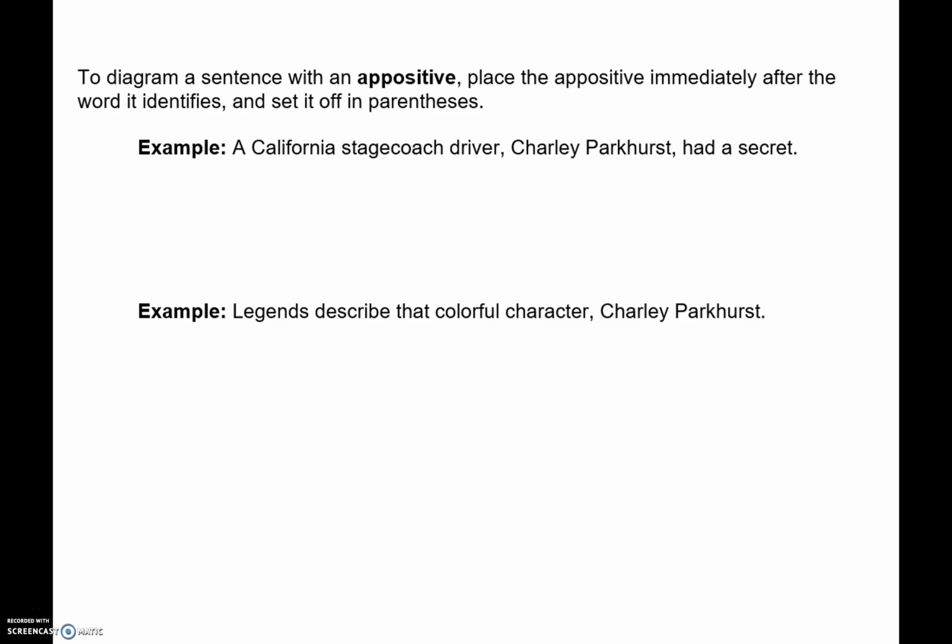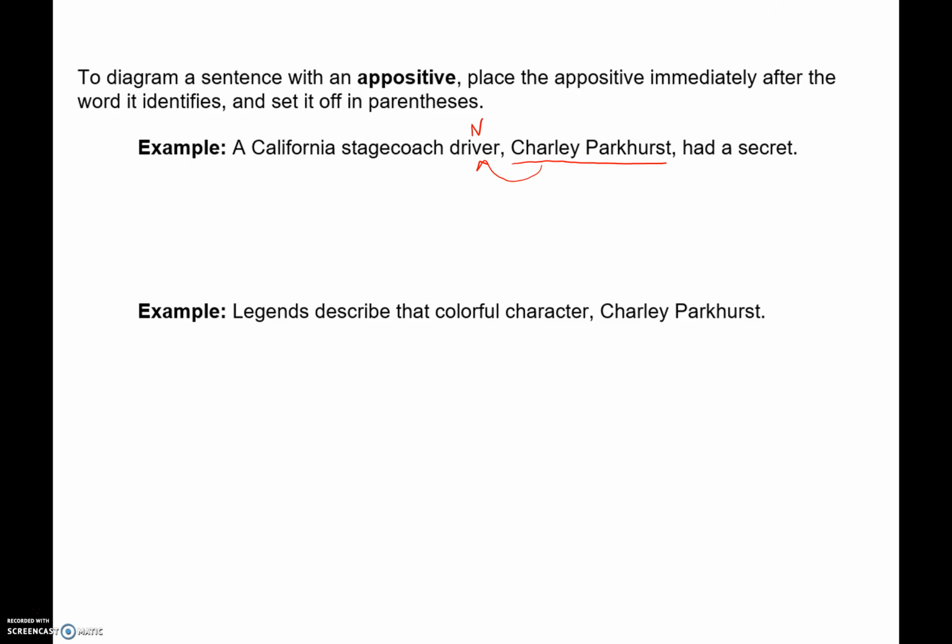The first idea that you want to keep in mind with an appositive phrase and how to diagram it is, once you find the appositive phrase, you are going to put it on the same part of the diagram as the original noun that it's describing. So in the first example on the screen, you can see that Charlie Parkhurst is the appositive phrase, or in this case, appositive noun, and it's describing the driver. It's renaming driver. It's giving us a name for the driver.